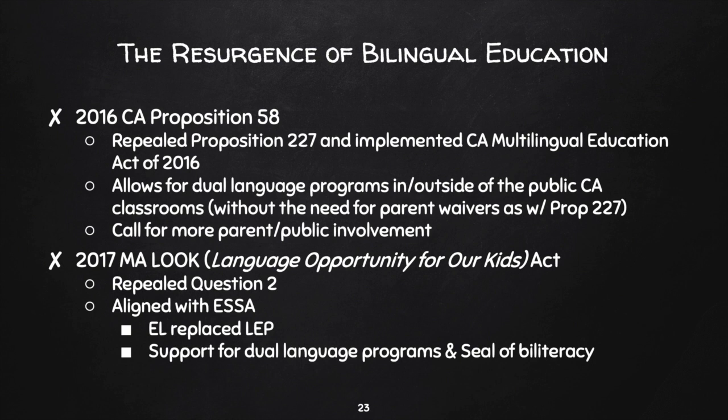As well as Massachusetts, the LOOK Act is heavily aligned to the Every Student Succeeds Act, in that it replaced limited English proficient at the local level with English learner, as did California Proposition 58. And the Massachusetts LOOK Act, like Prop 58, supports dual language programs, and also they both support a seal of biliteracy.